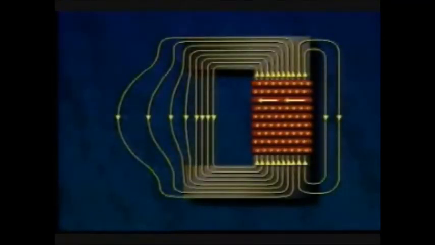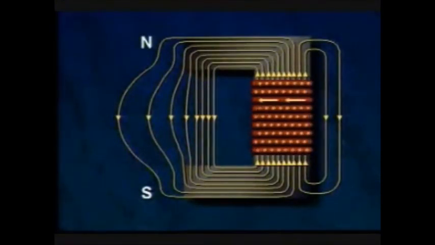Now, what would happen if we reverse the direction of the current? The direction of the magnetic field lines would also be reversed, as well as the North and South poles.